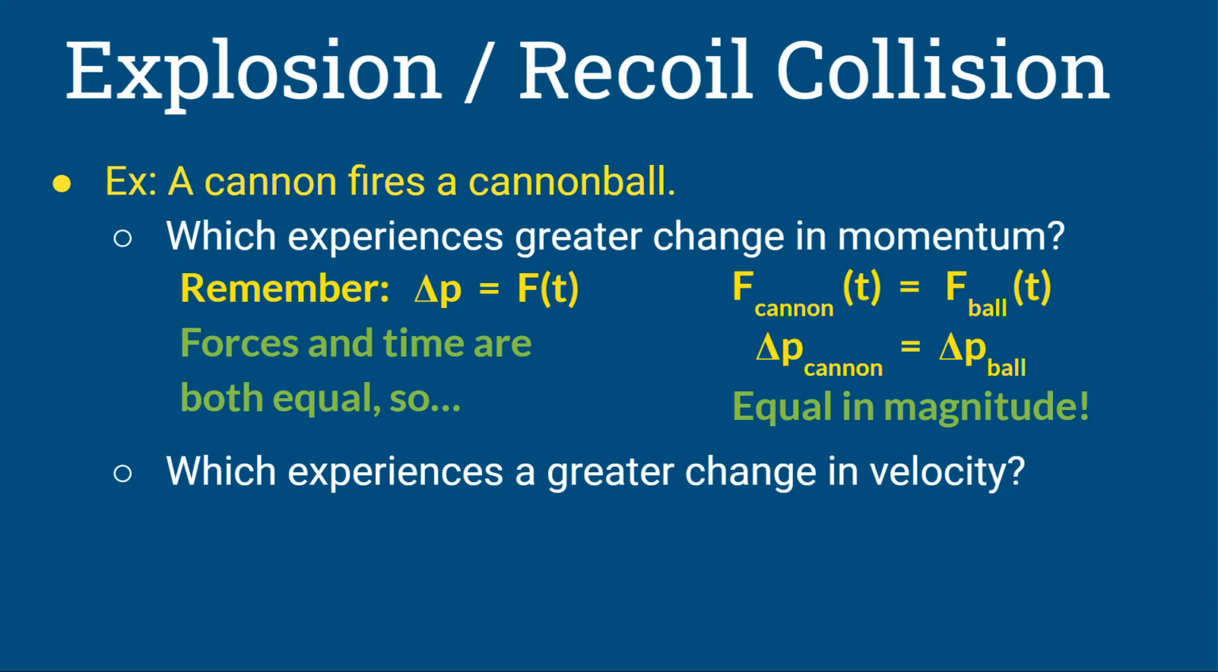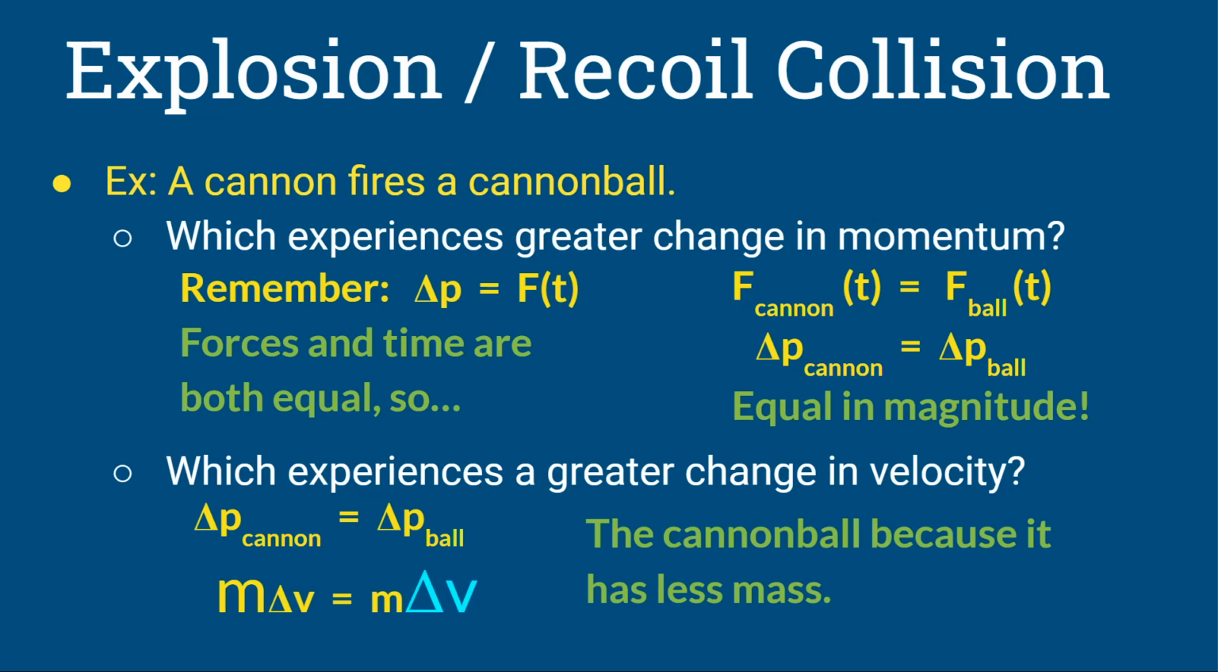And then which experiences a greater change in velocity? Still the one with less mass. I told you it's repetitive. Okay, but don't miss these questions on your assignment then. Okay, or ones that look like this. All right, cannonball because it has less mass.